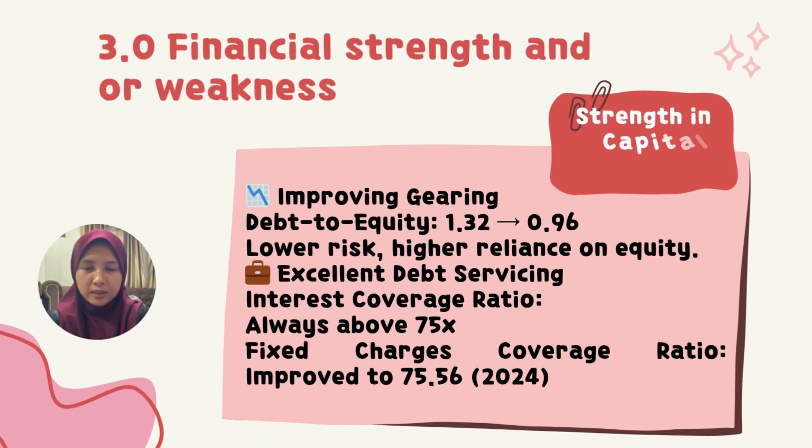Next, we look at capital structure. The company has shown improvement in its gearing. The debt-to-equity ratio decreased from 1.32 to 0.96, indicating lower financial risk and stronger reliance on equity funding. Moreover, debt servicing is very strong. The interest coverage ratio remains above 75 times, which is excellent, and the fixed charge coverage ratio also increased to 75.56 in 2024. This shows that the company can comfortably meet its financial obligations.